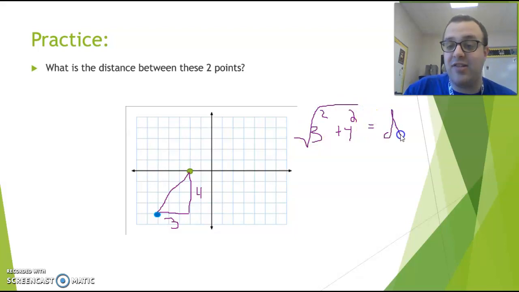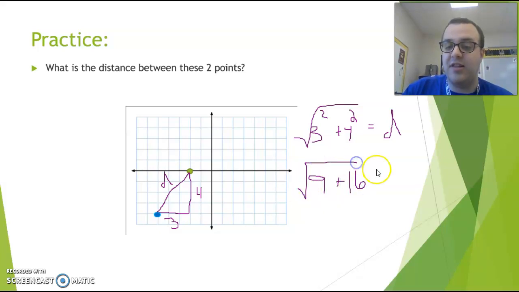Again, I could set this up like 3 squared plus 4 squared equals d squared, or distance squared, and solve just like I would use the Pythagorean theorem. It's just a slight modification on it. 3 squared is going to be 9. 4 squared is going to be 16. So I'm going to have the square root of 9 plus 16 equals my distance, and 9 plus 16 is 25. So the square root of 25 is equal to my distance. And we know that 25 is a perfect square, and it equals 5. The distance is 5.